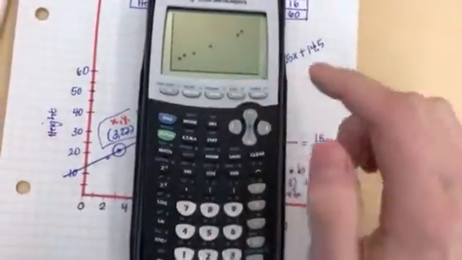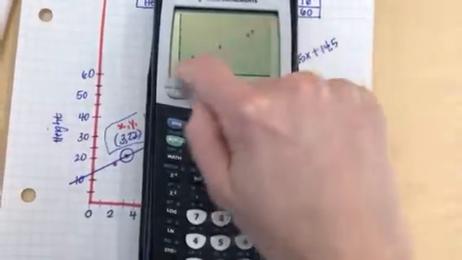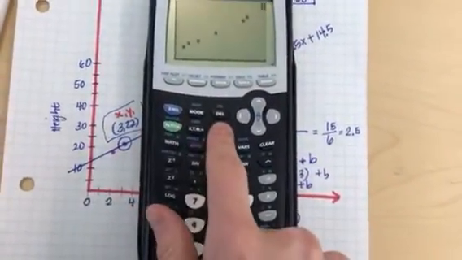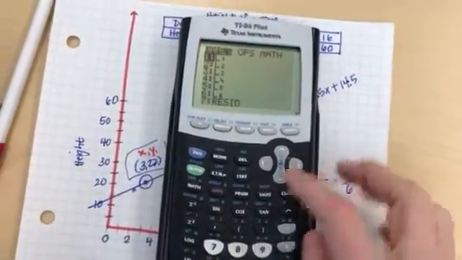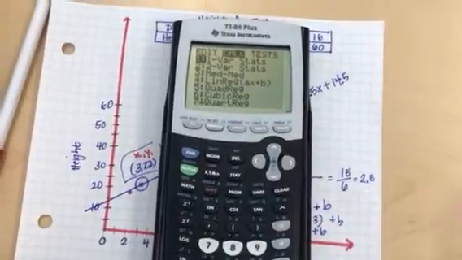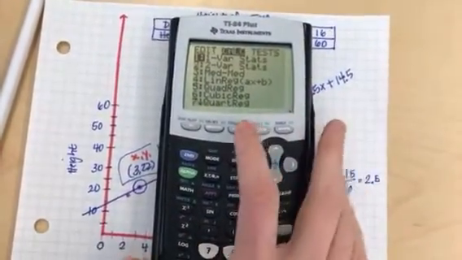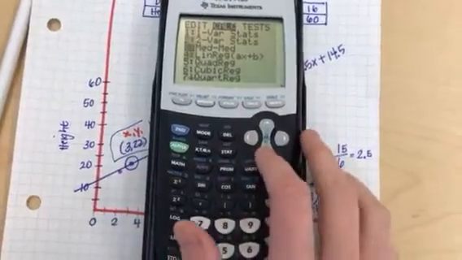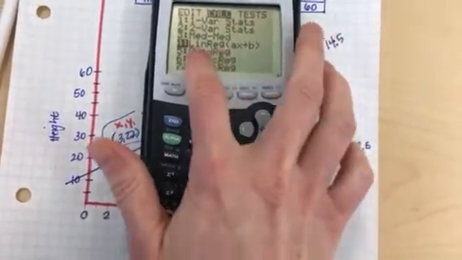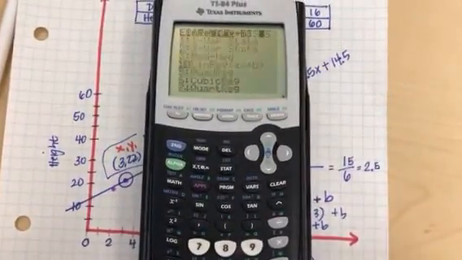So now I actually want the line. I want the equation of the line that's going to work here. So I'm going to press Stat, and then I'm going to go over to Calc. And then I actually want the linear regression. That means line of best fit. I want the linear regression model. So I'm going to press Enter.